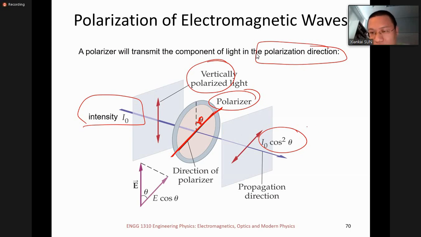The reason for this additional factor, cosine theta squared, is because I is equal to E squared, where E is the electric field. And because the electric field has to be projected to the polarization direction, this becomes E cosine theta. So after squaring, it becomes E squared cosine squared theta. So that's where this additional cosine theta squared comes from.